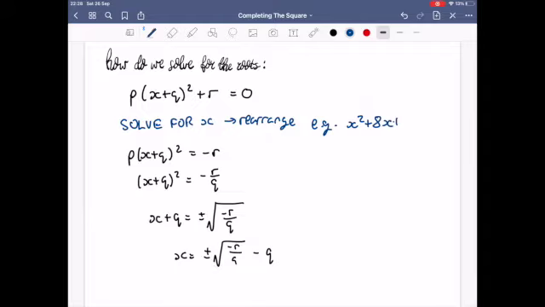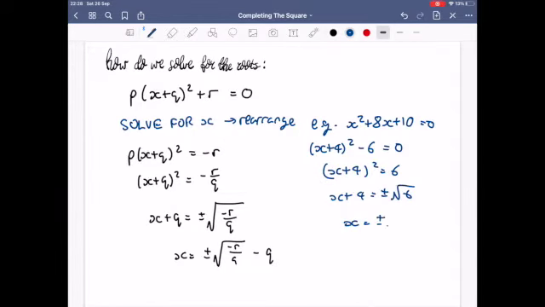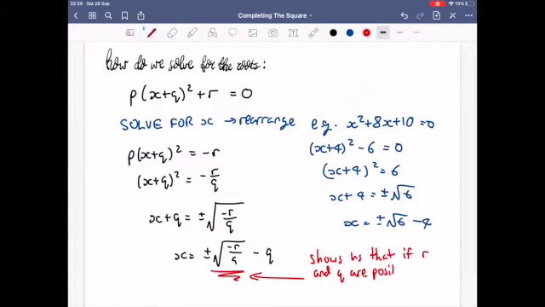So for our x squared plus 8x plus 10 equals 0, remember the form we put it in, (x plus 4) squared minus 6 equals 0. Add 6 on both sides, square root both sides, and take away 4 on both sides. Now as you can see, if we had r and q both being positive, we wouldn't actually have any roots because we can't square root a negative number. And this will be fine. It's not something that's wrong.